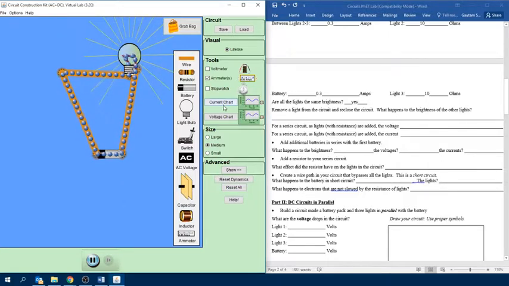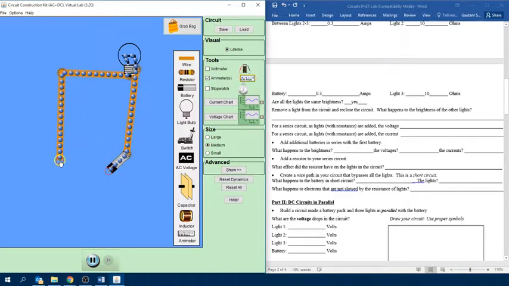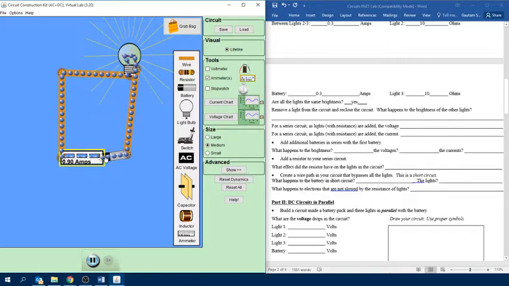We can measure it, but you can see already that this is even higher as well. So for a series of circuit lights with resistance, as lights with resistance are added, what happens to the voltage across each one? The voltage drops. We definitely saw the voltage go down, and it pretty much was divided by the number of bulbs. And then for current, we see the current goes down as well.